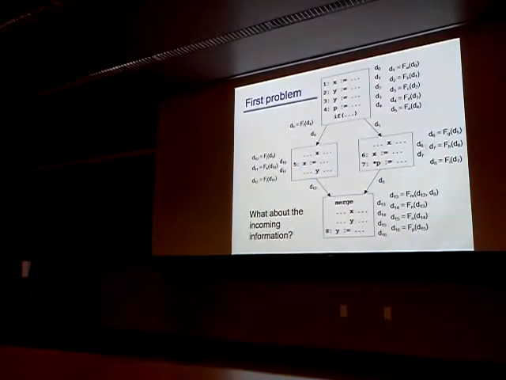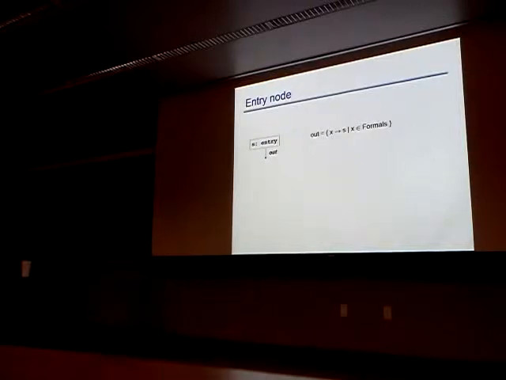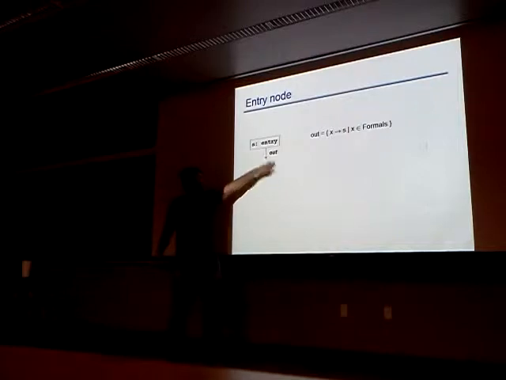Now, for the incoming information, there's two ways to do it. One is what I just did, which is I literally set it to some value, the empty set. There's another way to do it, which is that you can have what's called an entry node. The entry node is a node in your graph which just represents the fact that it's the beginning of the control flow graph, and there's no incoming information, there's only outgoing information.